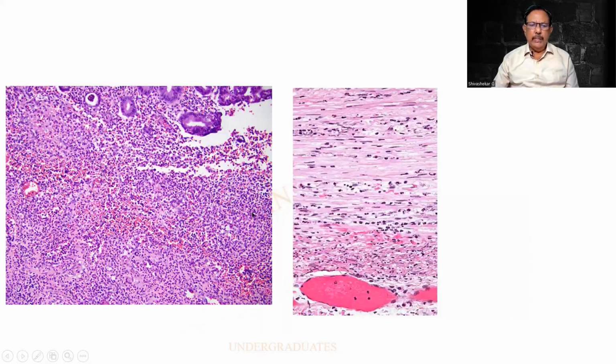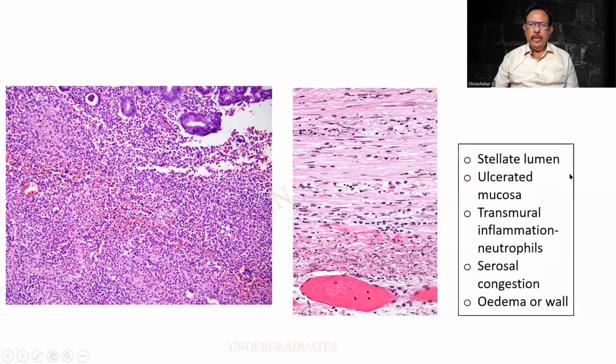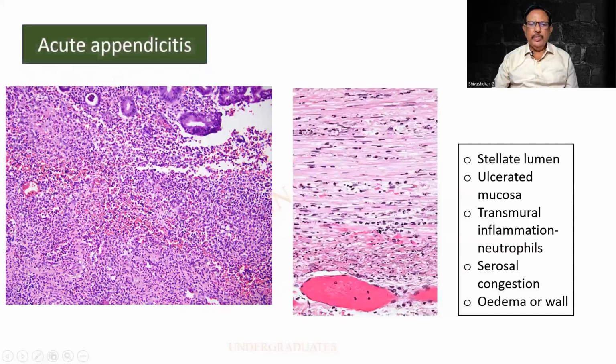and all these multiple minute dots are all inflammatory cells. And they are traversing. This is the smooth muscle, and even in the smooth muscle, I am able to find the neutrophils. Externally, this is the serosa, and it is congested with the RBCs, the vessels. So, your points will be stellate lumen, ulcerated mucosa, transmural inflammation, mainly neutrophils, serosal congestion, and edema of the wall throughout. The diagnosis is acute appendicitis.